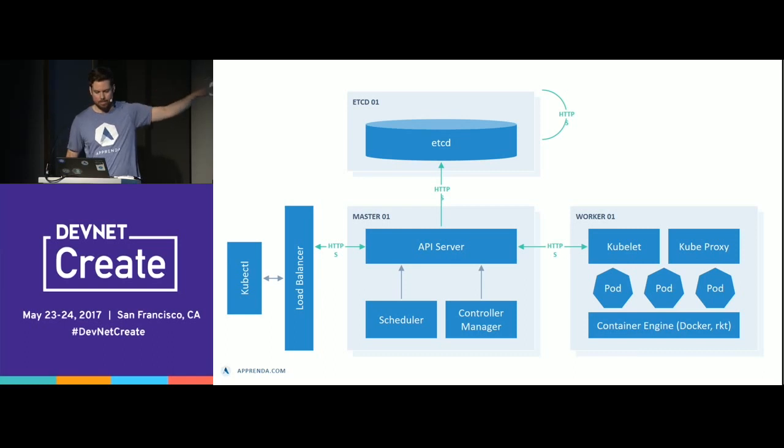Again, you have the etcd nodes, the master nodes, and the worker nodes. You also have load balancers and the command line. That thing all the way on the left is called kubectl. Don't let anybody tell you it's pronounced differently. It's called kubectl.